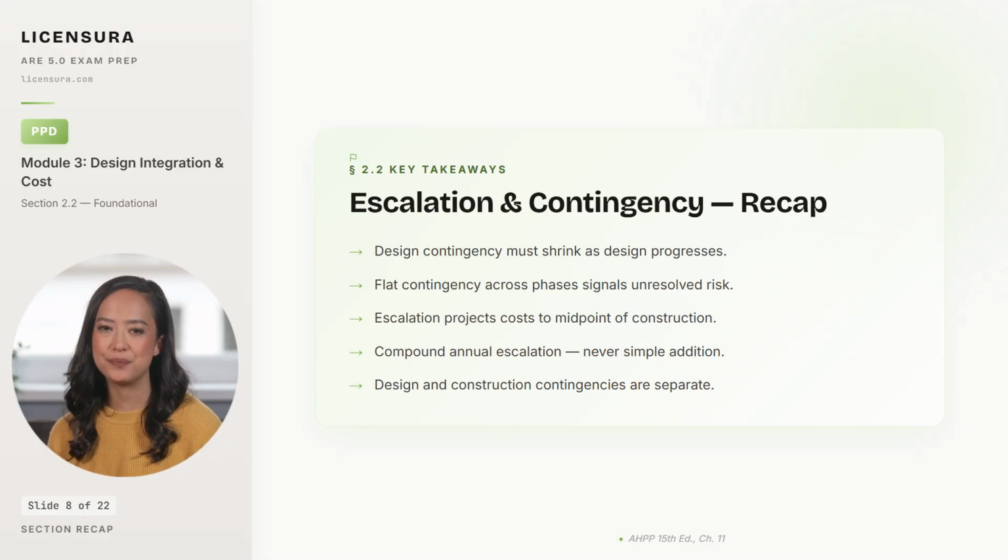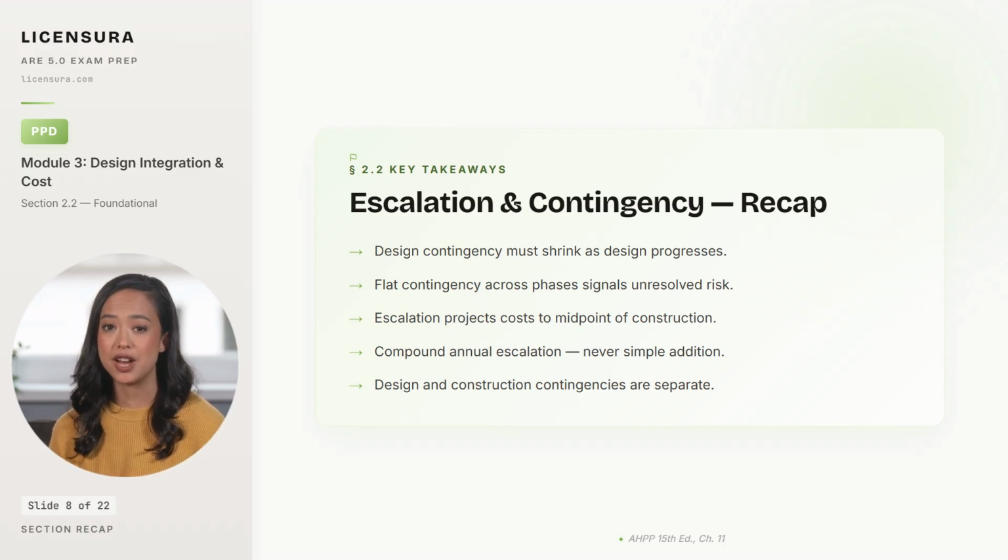Design contingency must shrink as design progresses, from 20 to 25% at programming, down to 5 to 7% at construction documents. And that shrinkage is how you demonstrate that you are reducing risk through design rather than hiding it. Flat contingency across phases signals to the owner and to the exam that you have not actually resolved the unknowns, and it is treated as an architect failure to manage risk.